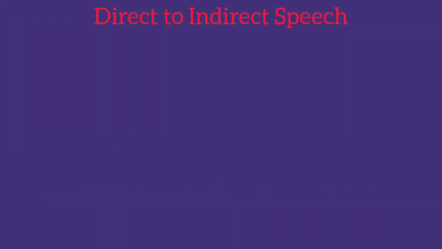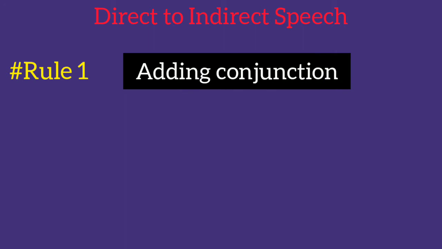There are only 4 rules to be followed while converting from direct to indirect speech. Let us look into all these 4 rules one by one. The rule number 1 is adding conjunction. As I said earlier, conjunction is the link word used in order to join the sentences.